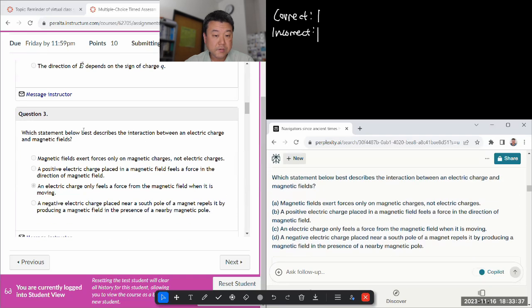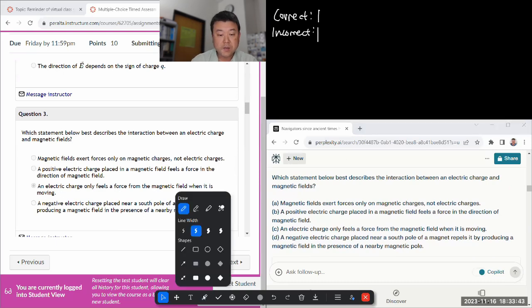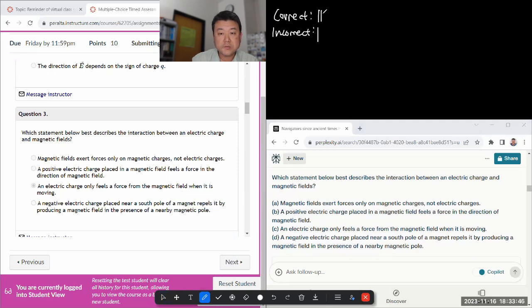Okay, interaction between an electric charge and magnet, like it only feels a force when it is moving. Yeah, because the V is one of the factors in determining the force. So, feels right.